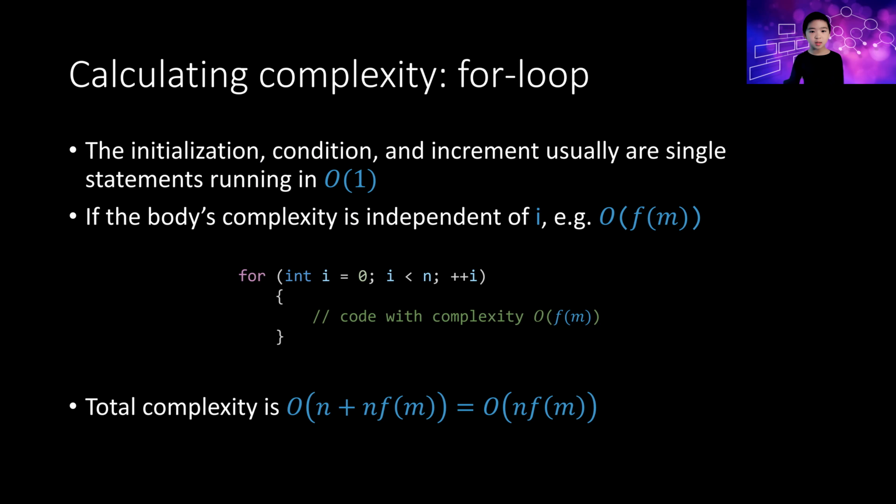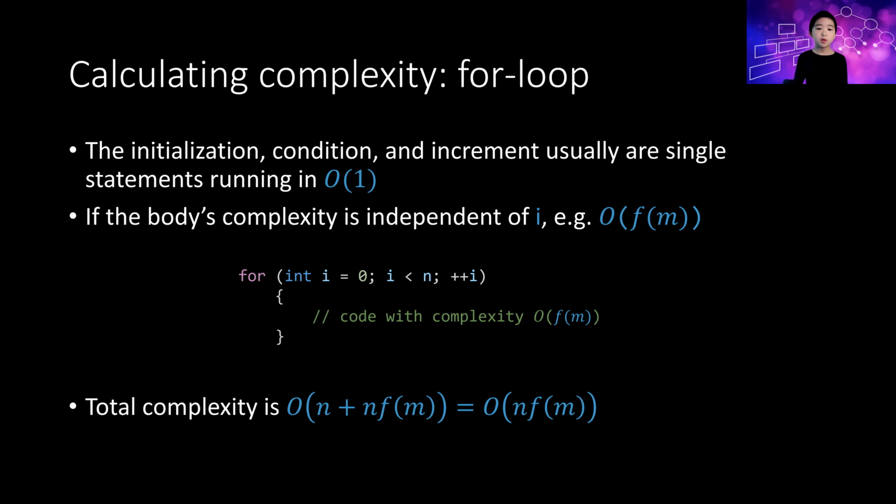You might have noticed the complexity mostly comes from a for loop. Let's formulate this a little bit. First, let's assume the initialization, condition, and increment all run in constant time, O1. So we will focus on what's inside the body of a for loop. An easy scenario is that the body has the same complexity for each cycle of the loop. Or in other words, Fm is independent of the variable I.